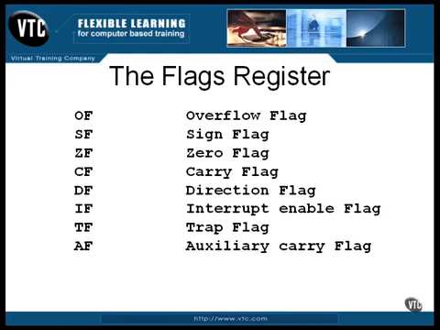The auxiliary carry flag is used for a special form of arithmetic that isn't used much anymore. It works with BCD, binary coded decimal numbers. BCD is a way of encoding base 10 digits, two to a byte, but it isn't done much anymore. It was big with languages like COBOL and RPG.